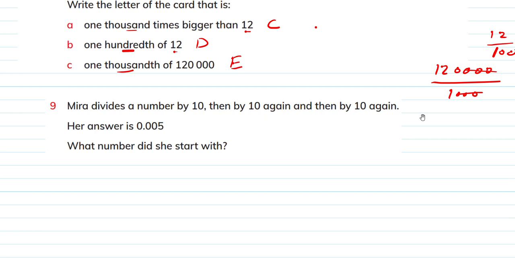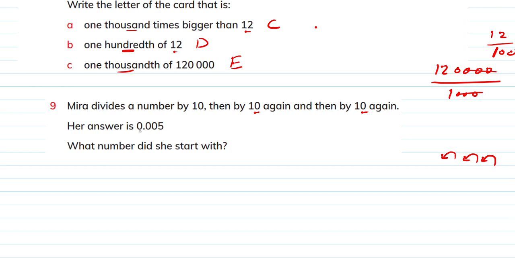The question is: Mira divides the number by 10, then by 10 again, and then by 10 again. Three times she divides by 10, okay? When we divide one time by 10, the decimal jumps to the left side one place, yes? Then she divided again by 10, so it jumps another place. When she divided the third time, it jumps another time again. So three times she divided, which means the decimal has jumped 3 times.